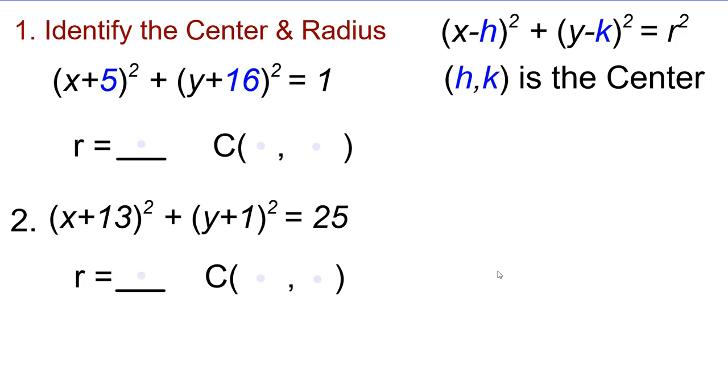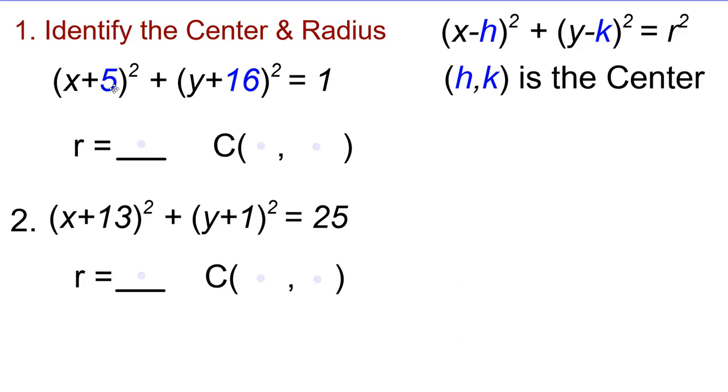But yeah, so moving on, let's do number 1 and 2. So number 1 wants us to identify the center and the radius. They give us the equation of the circle. We want to find the center and the radius. So on this one, remember the values here are going to be your h and your k. But from the equation of the circle, it's x minus h and y minus k.